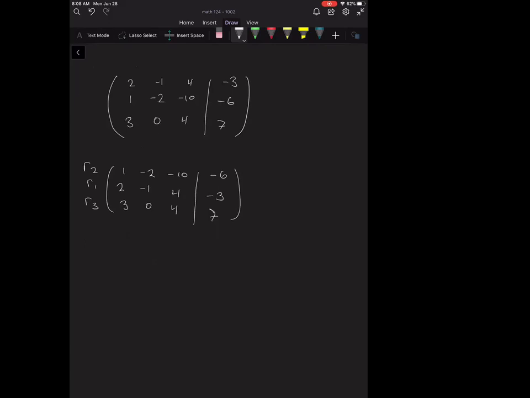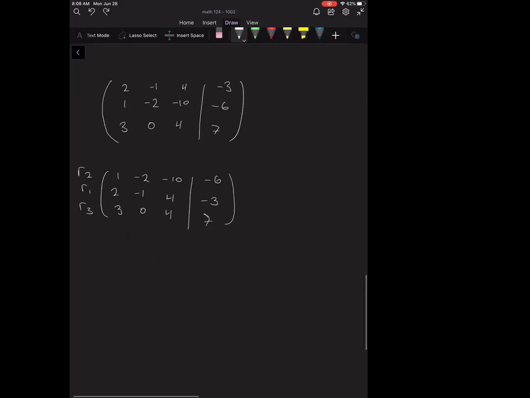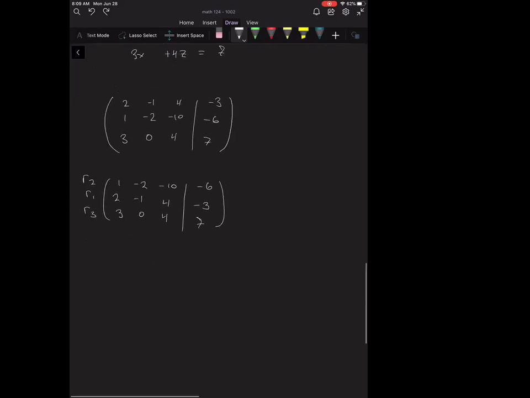Okay, so once we make that top left thing a 1, everything beneath it needs to turn into a 0. So we have to make this a 0, and we have to make this a 0. We're going to use row 1 to do that, so we're not going to change row 1. Now for row 2, to make this a 0, we can just subtract 2 of row 1 from it. So we're going to take row 2 minus 2 row 1. And this is a 3, so to make that a 0, we can subtract 3 of row 1. So we're going to have row 3 minus 3 row 1.